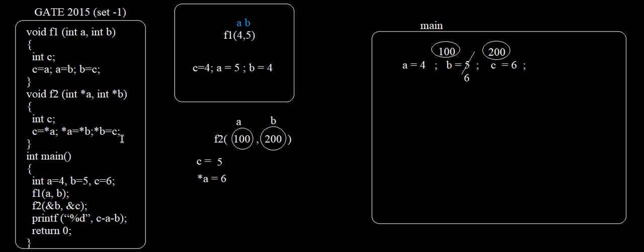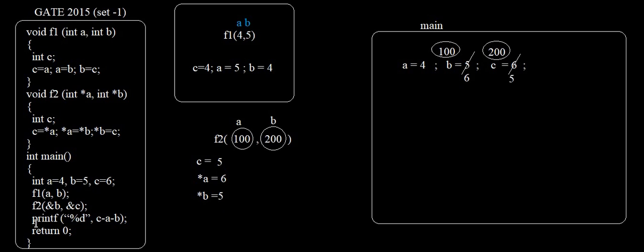Now the next line says that c, which is equal to 5, has been assigned to star of b. What is the value of b here? It is 200. And what is the value at location 200? It's 6. So cancel out 6 and place 5 here, because 5 has been assigned to star b. So I'm cancelling out 6 and placing 5 here.